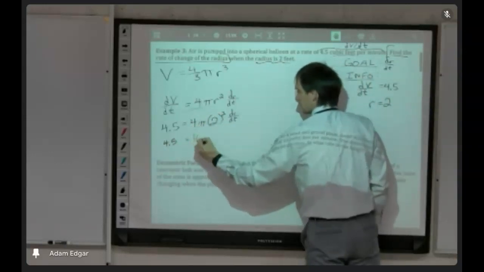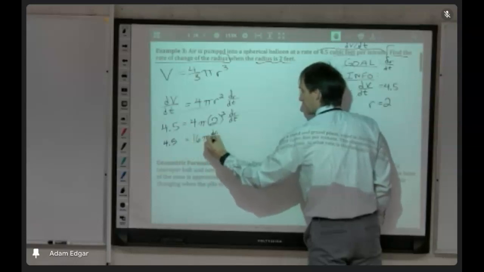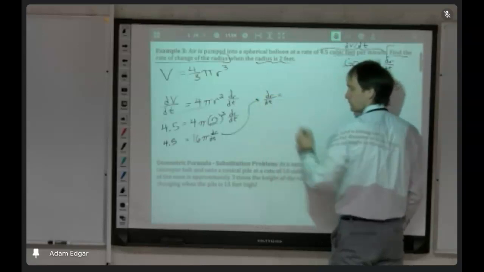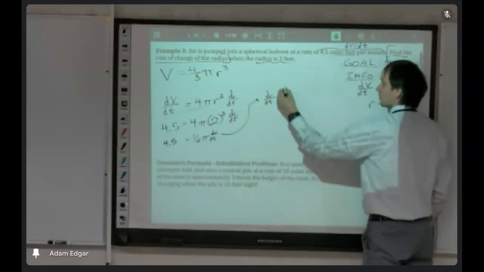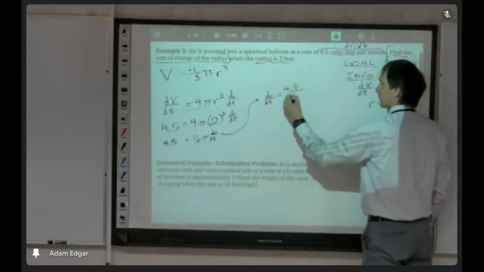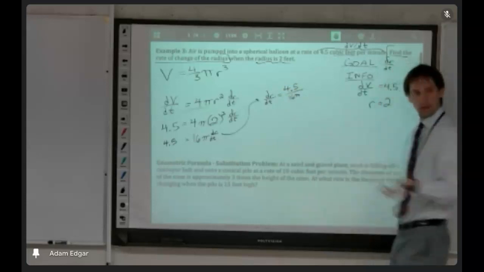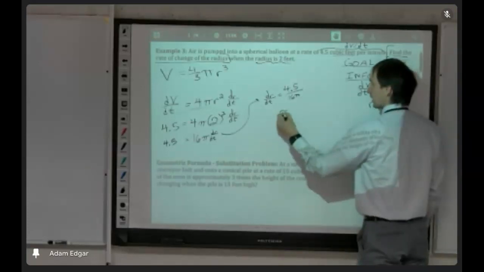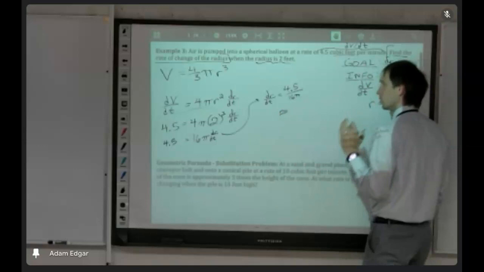16 pi. And then here's going to be where people make mistakes. If you go to your calculator anyway, you could say this is 4.5 over 16 pi, but you might look at that and say, that does nothing for me. I have no idea how big that number is. Fair enough. So then you go to your calculator, and what do you need to make sure you do in your calculator when you type this in?